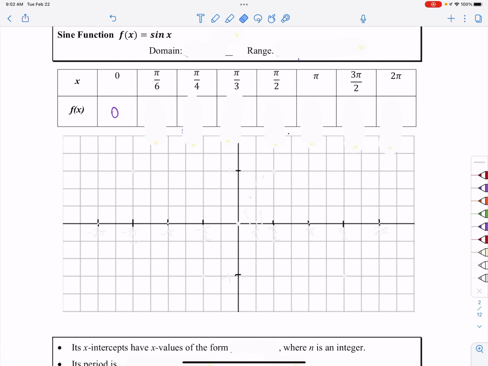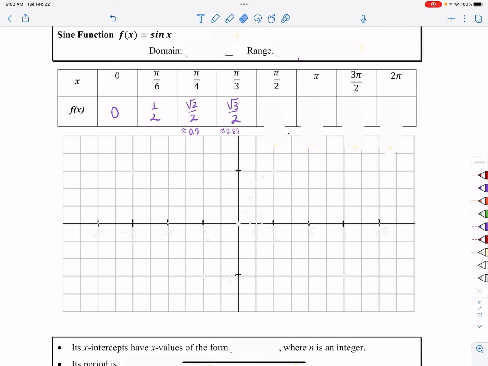Well, you should have said it's 0. What's the sine value at pi over 6? It's going to be 1/2. At pi over 4, it's going to be root 2 over 2. Now, we're going to be graphing this, so I went ahead and gave the decimal for that, which is approximately 0.7. Up at pi over 3, my sine value is going to be root 3 over 2.